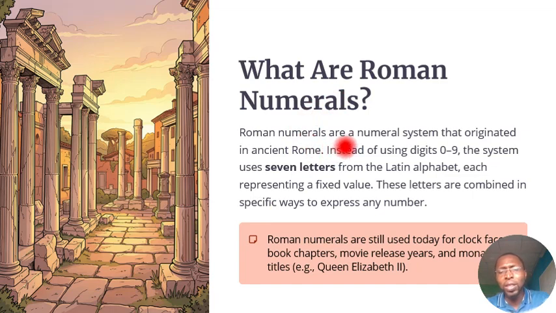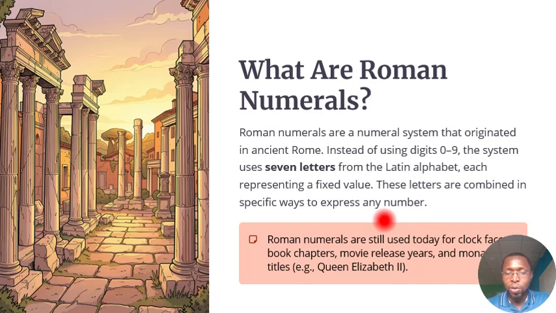On the other hand, we have the second type, which is called the Roman numerals. The Roman numerals are a number system that originated in ancient Rome. That's what they used in ancient Rome in those days. Instead of using the 0 to 9 system, it is made up of 7 letters from the Latin alphabet, and each letter represents a fixed value.